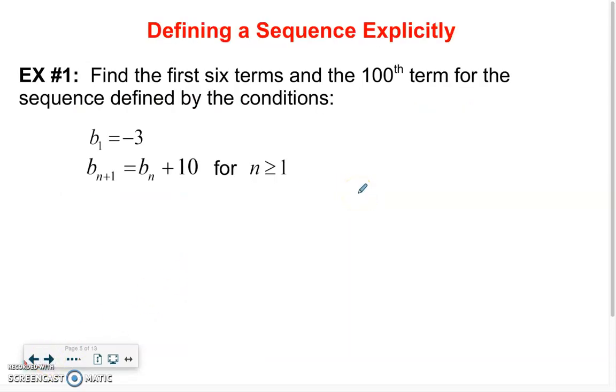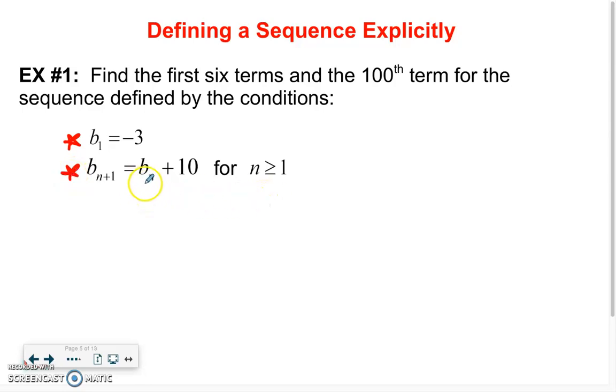Okay, so let's look at an example. It says, find the first 6 terms and the 100th term for the sequence defined by the conditions. These conditions in this example are exactly what a recursive formula is going to look like. In a recursive formula, two things: you have to be given the first term so that you know where to start, and then you have to be told in a second line what to do with that first term.